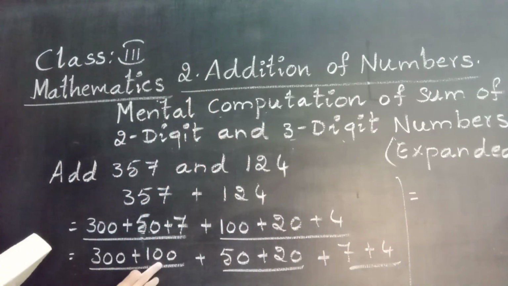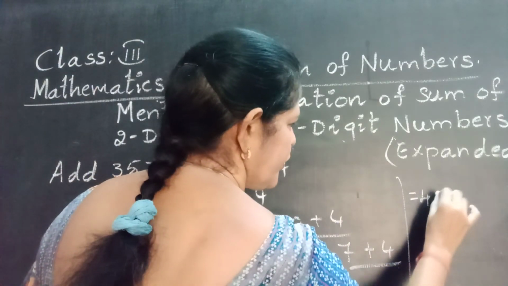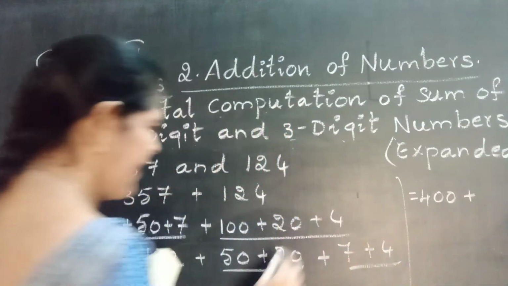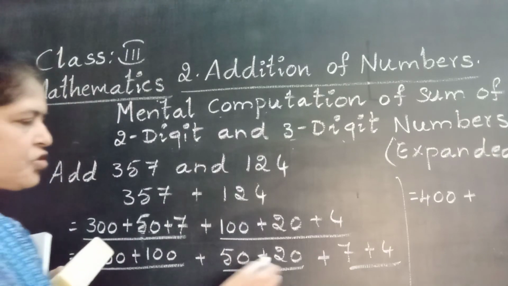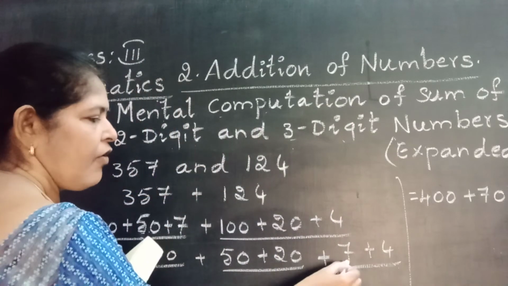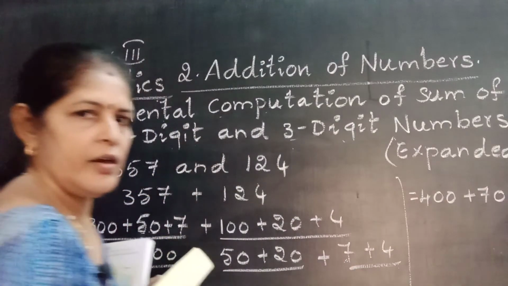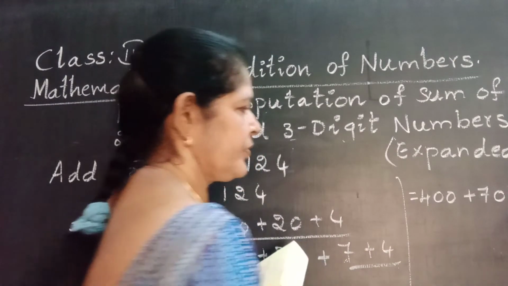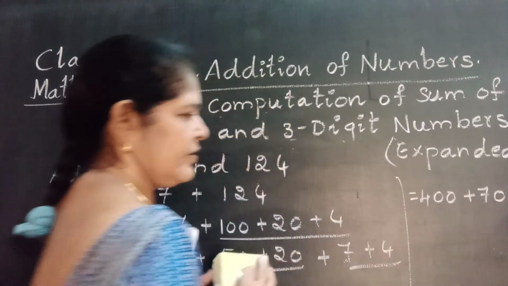300 plus 100 means 3 plus 1, 4, and put 2 zeros. Adding tens, 5 plus 2, 7, and put 1 zero, 70. Now adding ones, 7 plus 4. Tell me, 11. 11.